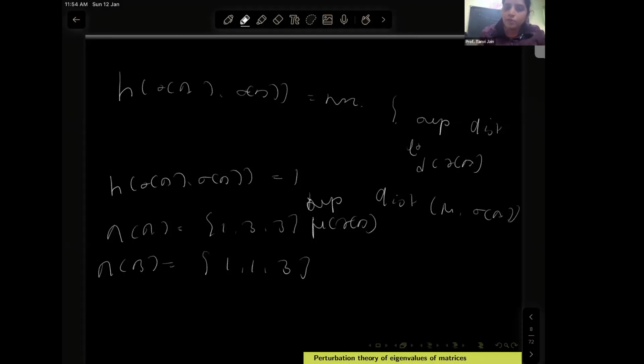I want you to prove exactly that H(sigma A, sigma B) is less than or equal to d(lambda A, lambda B), and so on. Okay, so now we come to the proof of our result. What was our result?